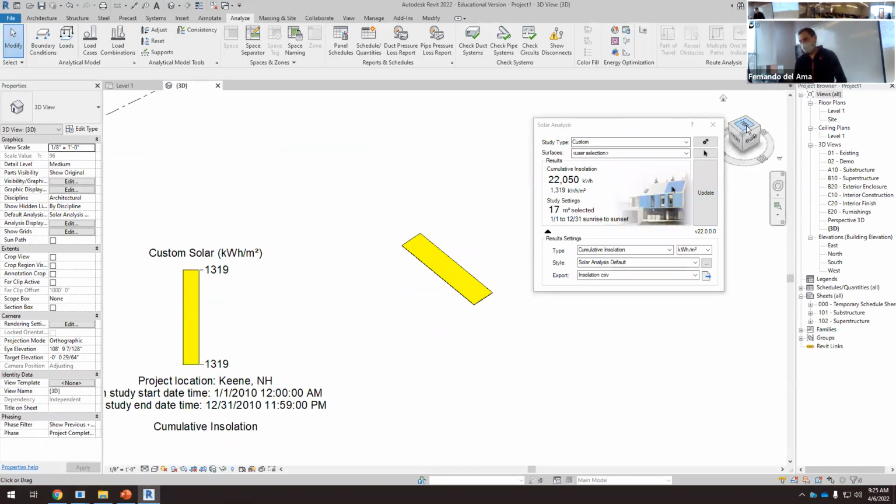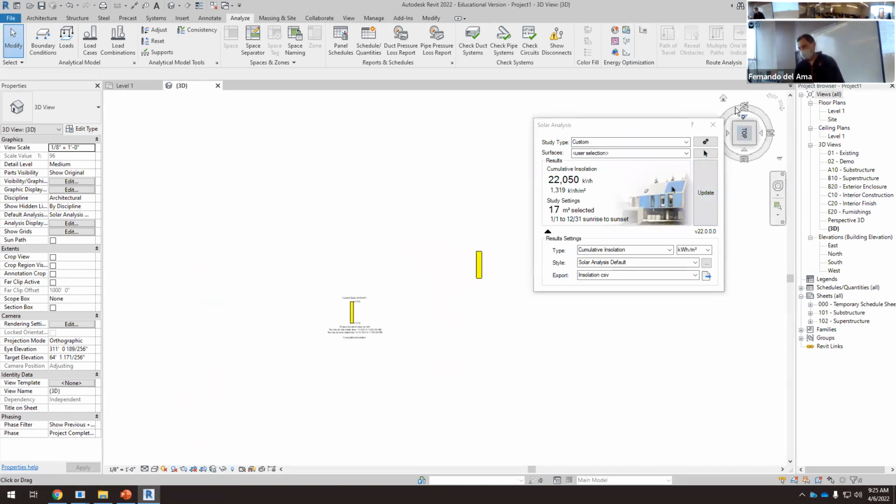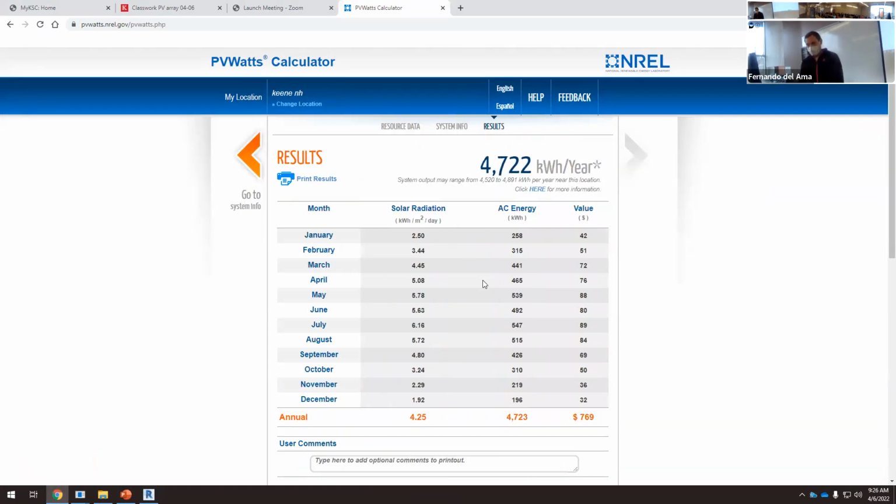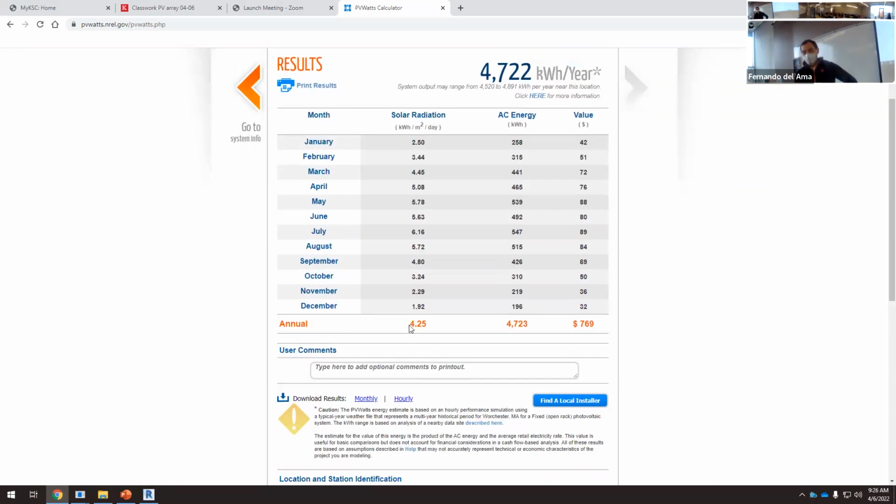In our Revit file, the panel is south oriented. Okay, so in PVWatts, this would be 180 because it's south oriented, and we have only changed the angle here. If we move on, this is the solar radiation in kilowatt hours per square meter per day. You see this value? And we have the annual one. So this is 4.25. We are in Keene, New Hampshire.